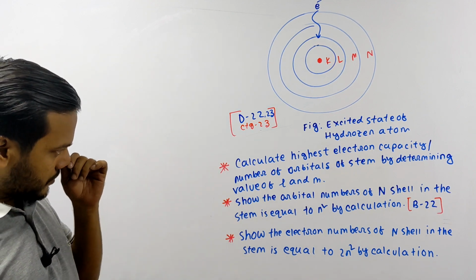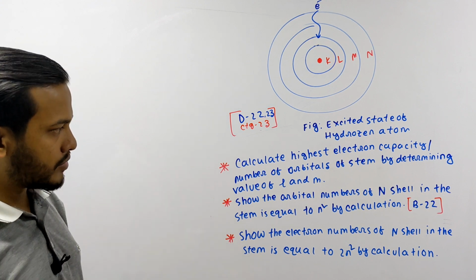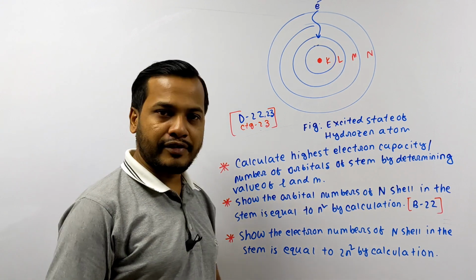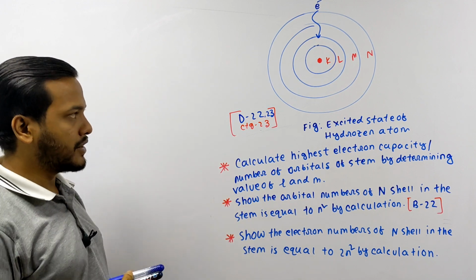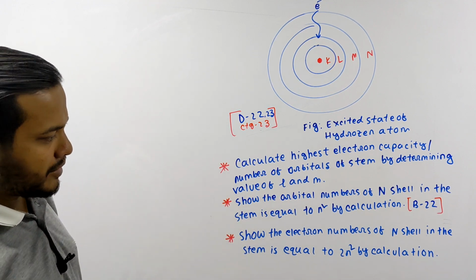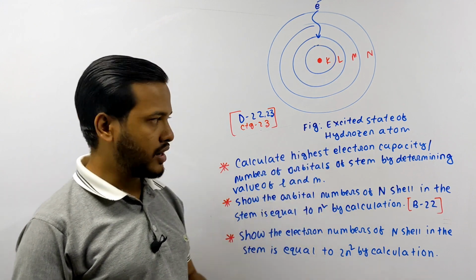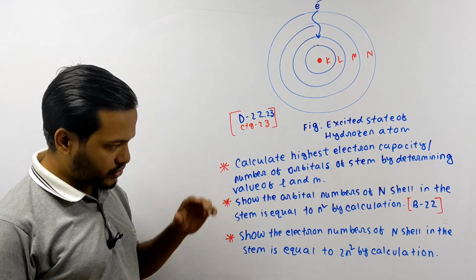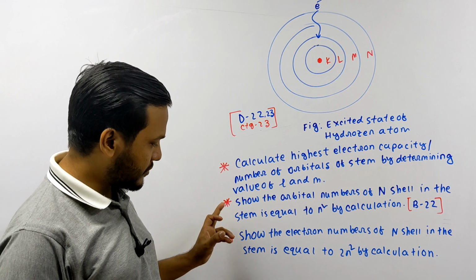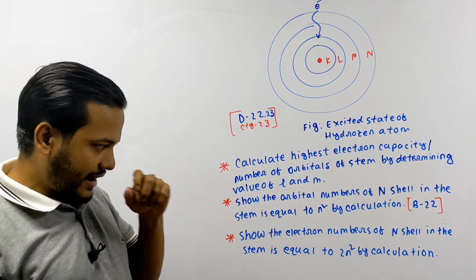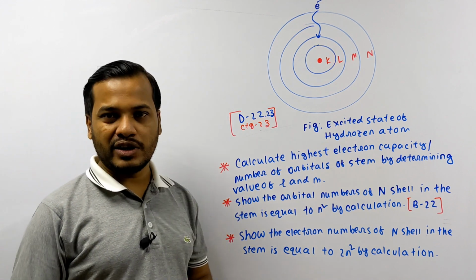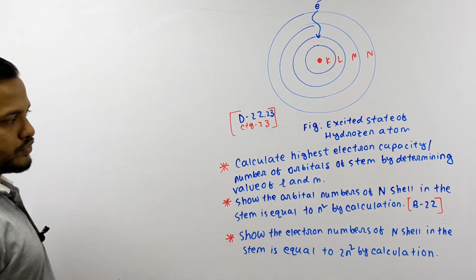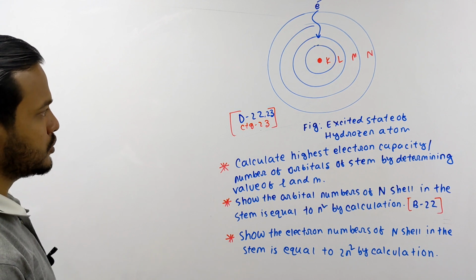The questions are: calculate the highest electron capacity or number of orbitals of the system by determining the values of l and m. Then show that the orbital number of the n shell, I mean the outermost shell, is equal to n square by calculation. And the last question is: show that the electron number of the n shell is equal to 2n square by calculation.